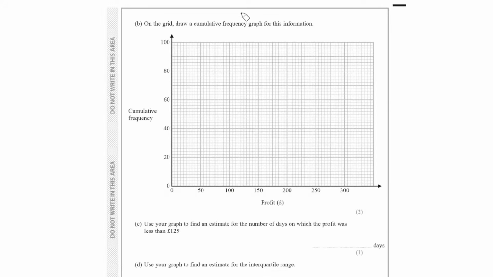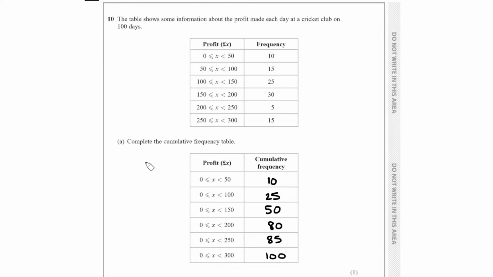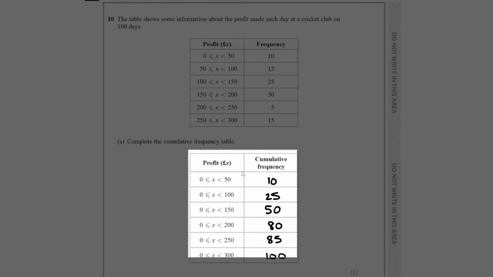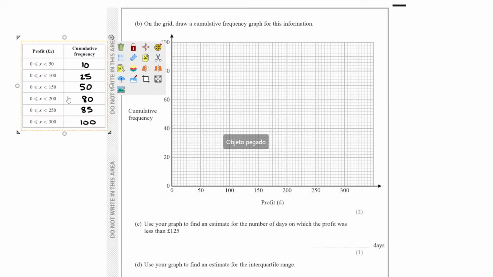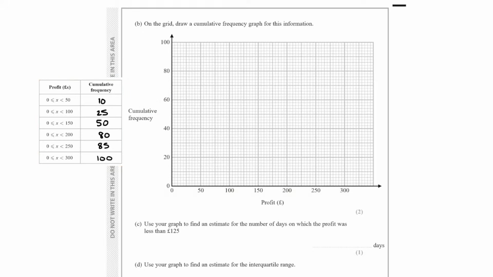Part B, on the grid, draw a cumulative frequency graph for this information. So obviously I need to have a page. You will have it on the same page, but when you open your exam paper, it'll be 2 A4 sheets, so you'll be able to see it on print screen if I can, and copy it over. Yeah, so we can see it here. Okay.